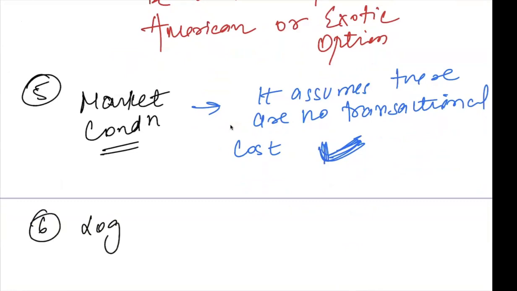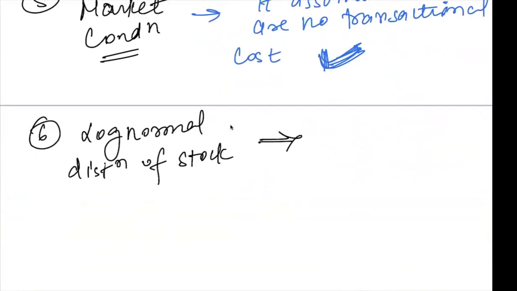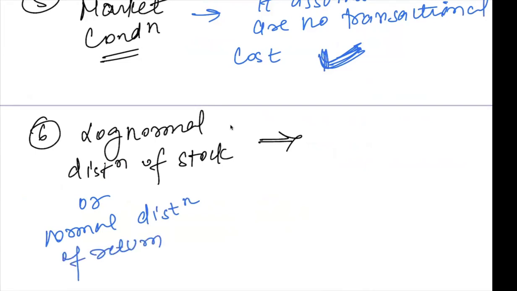So, log normal distribution of stock. One more thing: when someone says log normal distribution of stock or normal distribution of returns, it is just the same. Don't get confused here. We assume that the stock follows a log normal distribution, right?